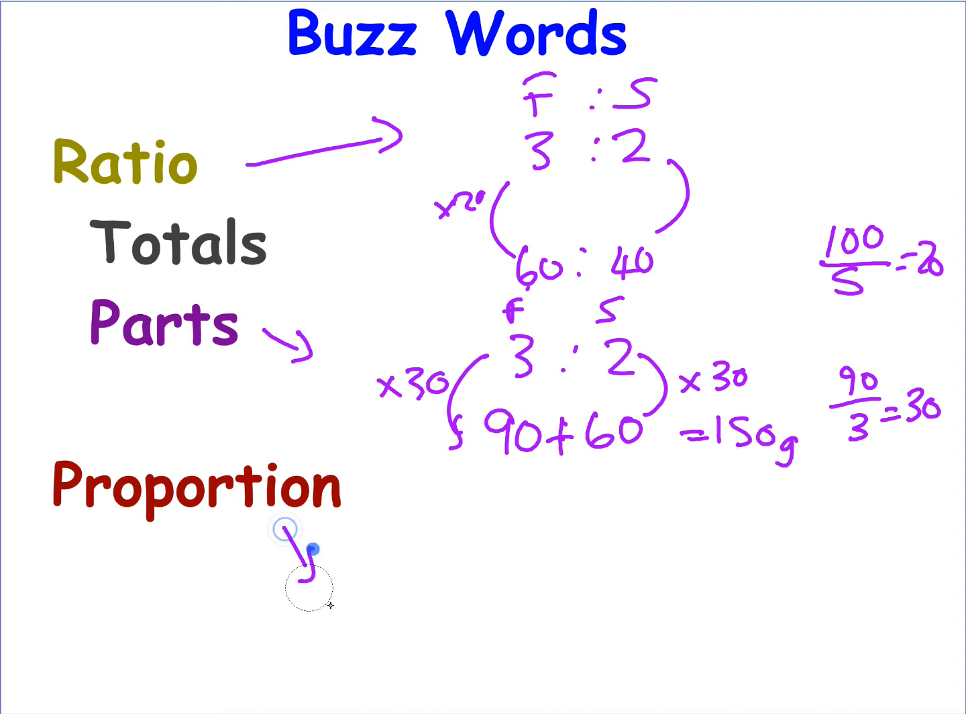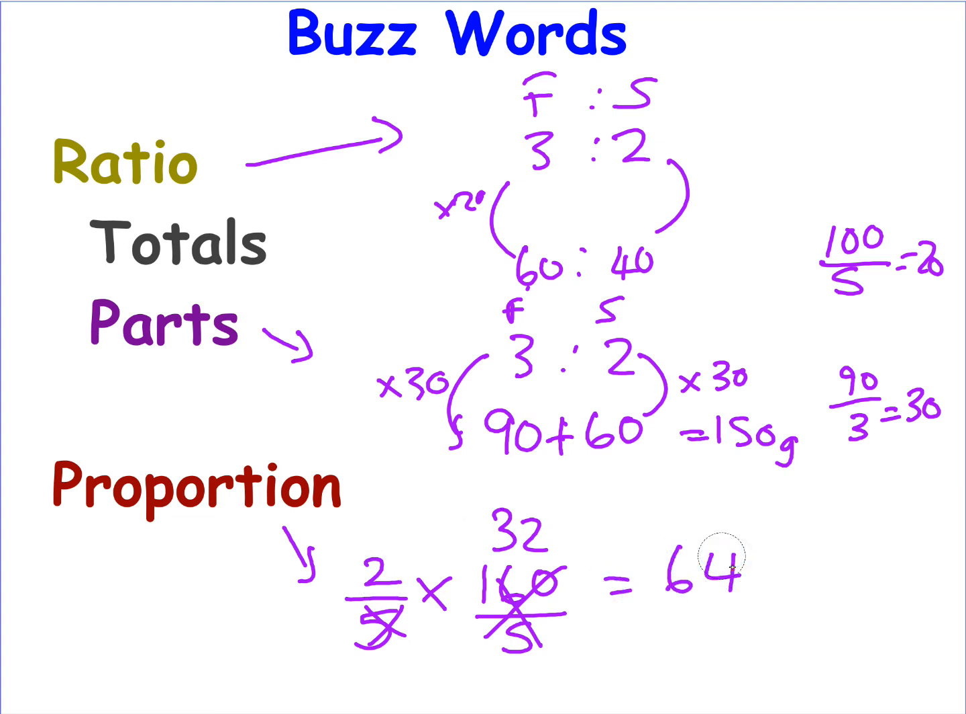A proportion is essentially a fraction. So 2/5 is a proportion. So 2/5 of 160 would tell us to divide this by this, and it gives us 32. 2 times 32 is 64. So a proportion is a fraction of an amount.